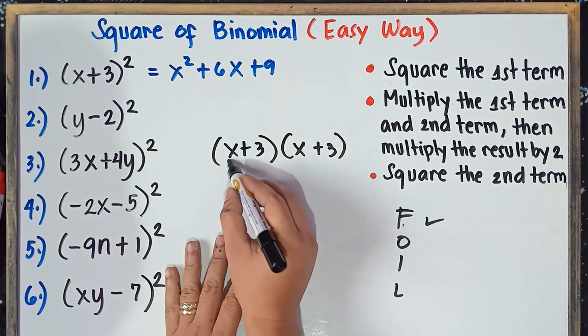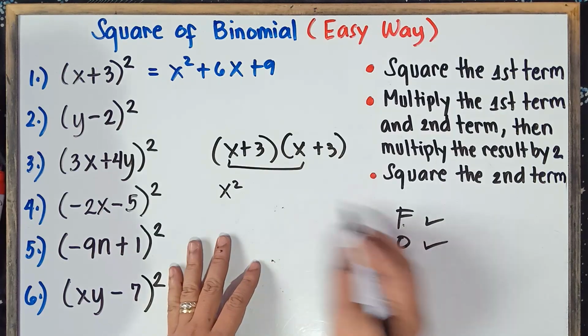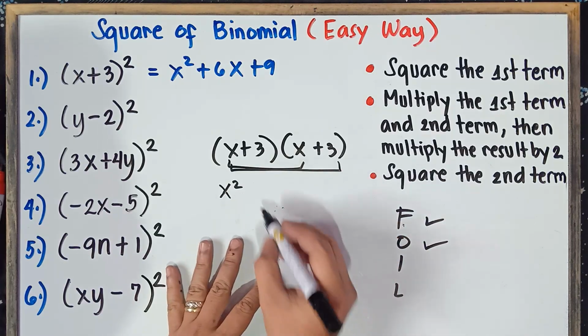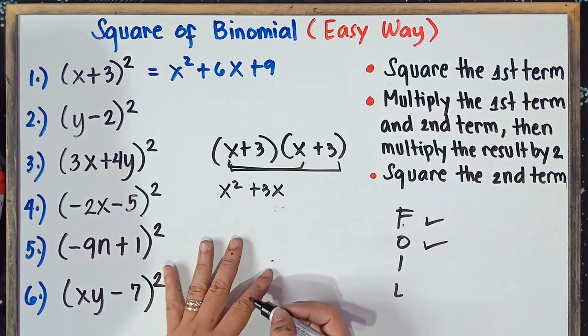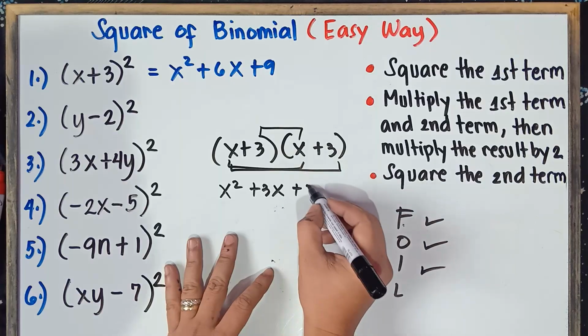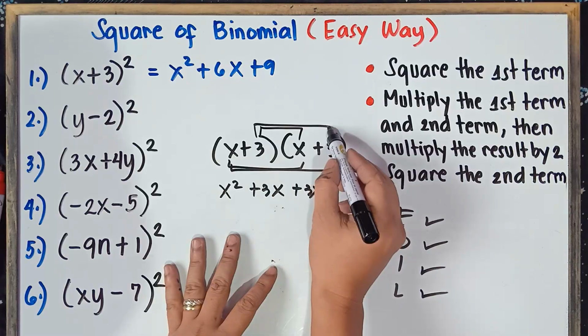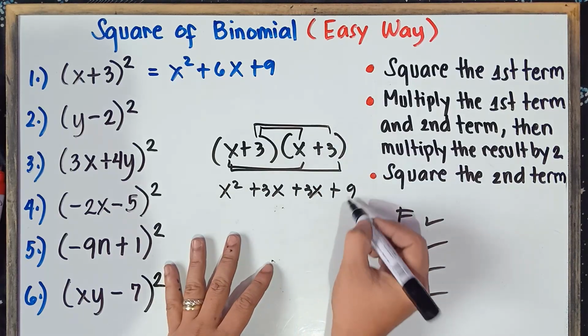So first, x times x, that would be x squared. And then outer, x times positive 3, that's positive 3x. And then inner, 3 times x, that's positive 3x. And then last, positive 3 times positive 3, that would be positive 9.